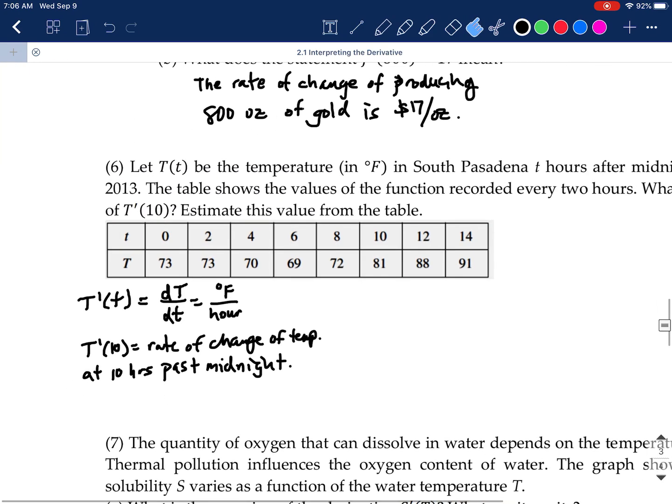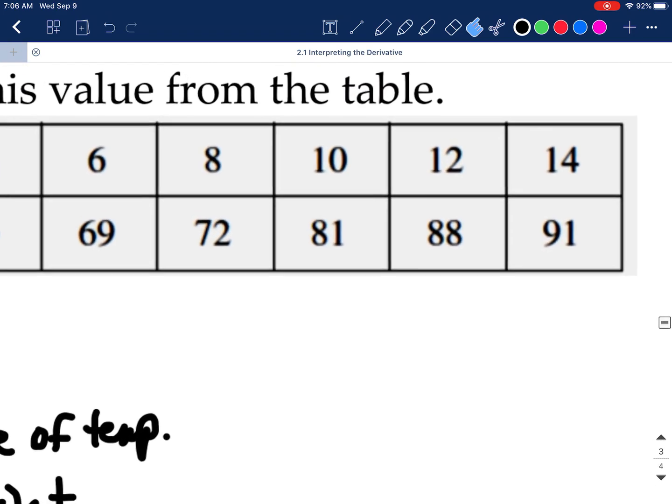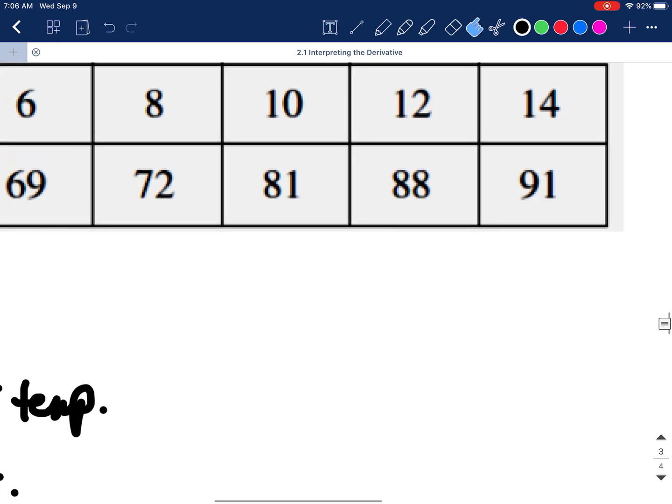And then it says estimate this value from the table. So now we get another interesting look at how we can estimate the derivative. We don't know what the actual function is. So our only recourse is going to be to use the slope of the secant line, the difference quotient of what we normally take the limit of. So if I look at 10, we've got symmetric data. So we've got from 8 to 10 and 10 to 12.